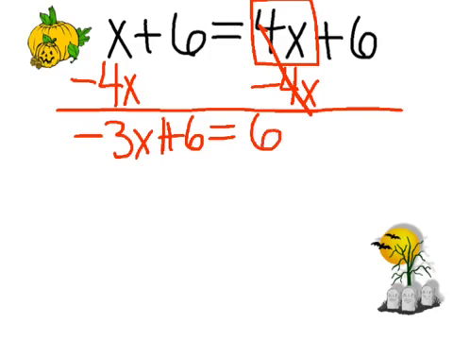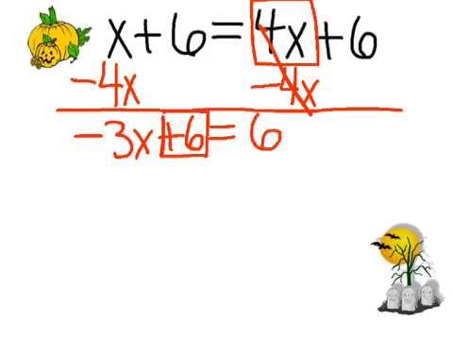Next, we want to get rid of our number. Remember, we want all our numbers to be on the same side. So we're going to subtract 6 from both sides. When we do that, we have negative 3x. On the right side, we have 6 minus 6, which is 0. We divide by our coefficient. And 0 divided by anything is just 0. Okay. Answer for this one is negative 5.